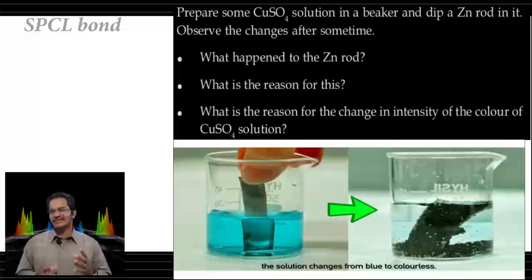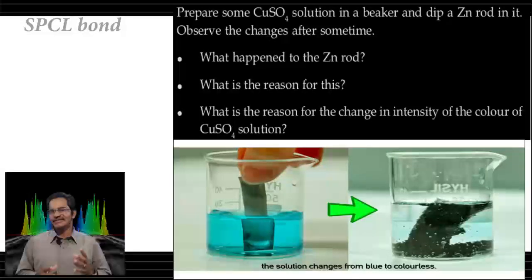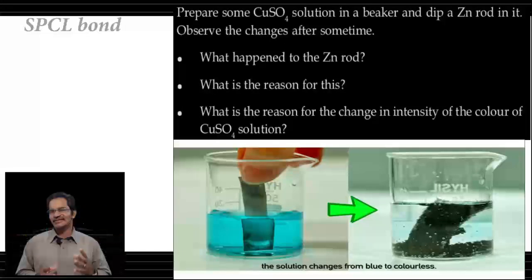But after the experiment we can see something captured on the surface of this zinc rod. So what happened to this zinc rod here? Something is captured on the surface of the zinc rod. Okay, then what is the reason for this?